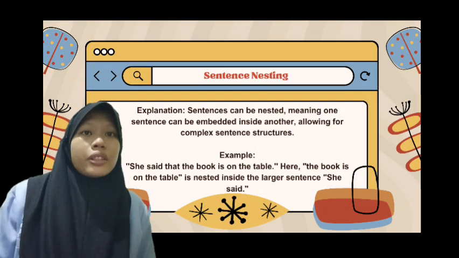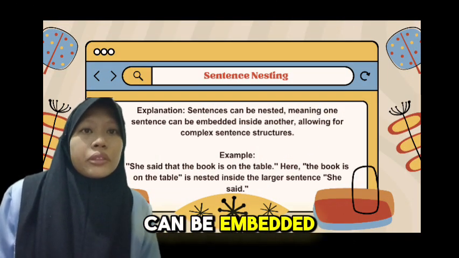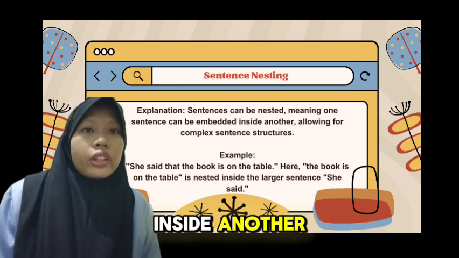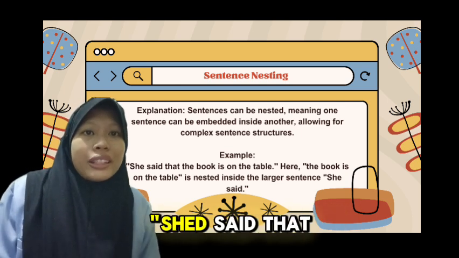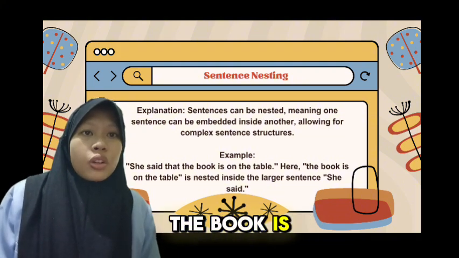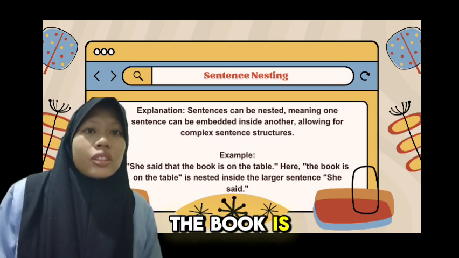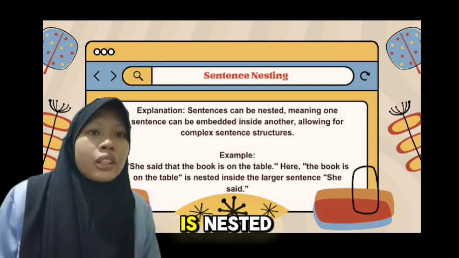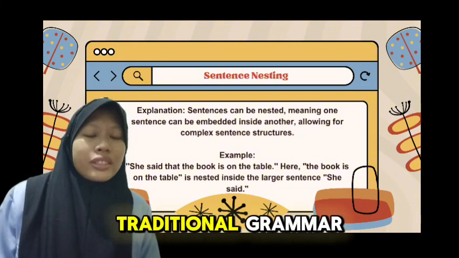Sentences can be nested, meaning one sentence can be embedded inside another, allowing for complex sentence structure. For example, "she said that the book is on the table." Here, "the book is on the table" is nested inside the longer sentence "she said."